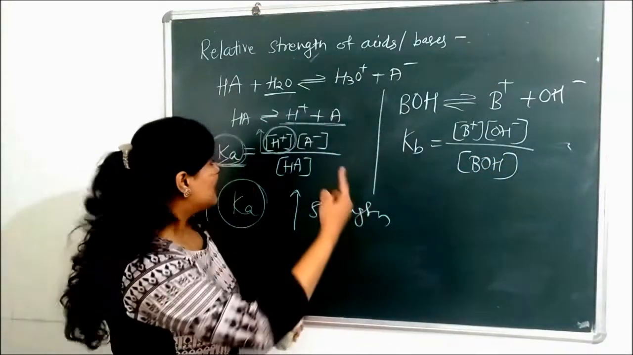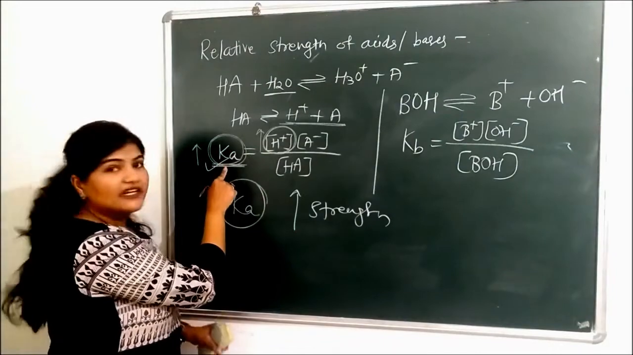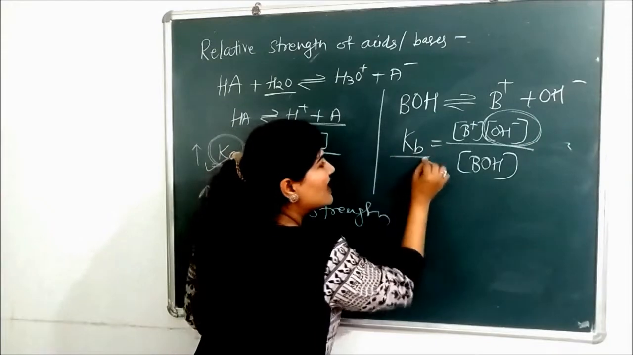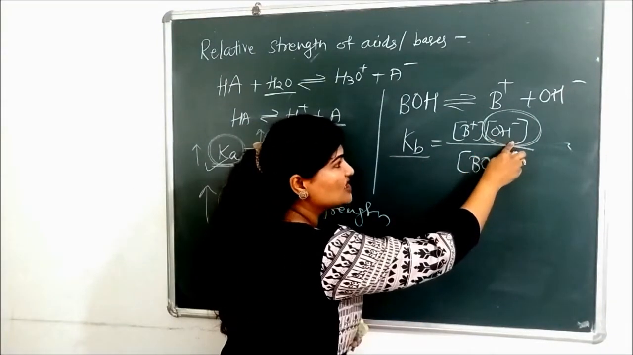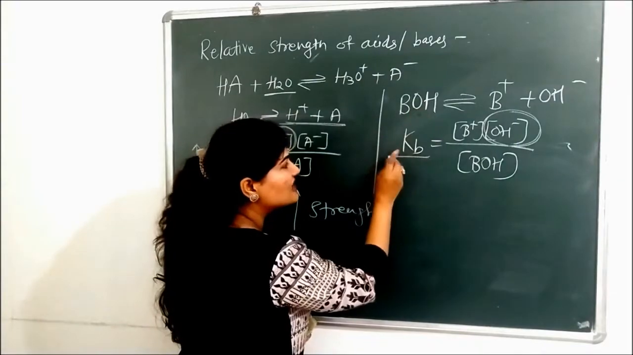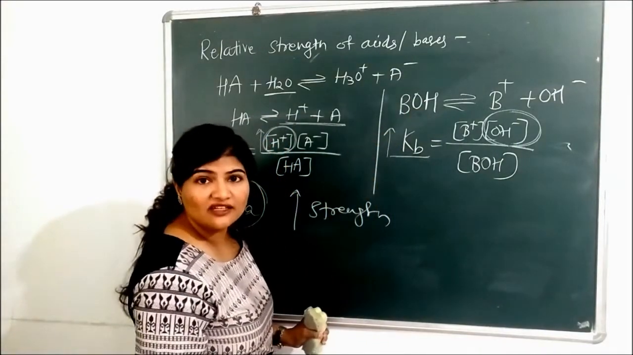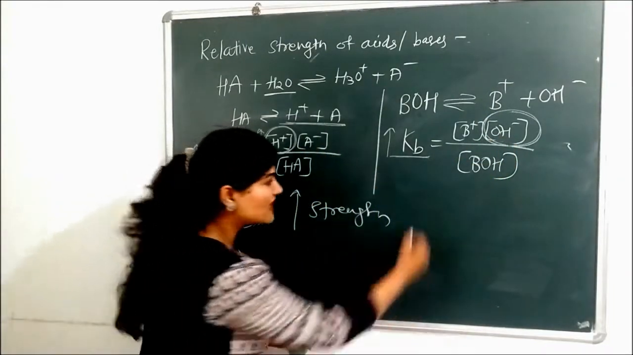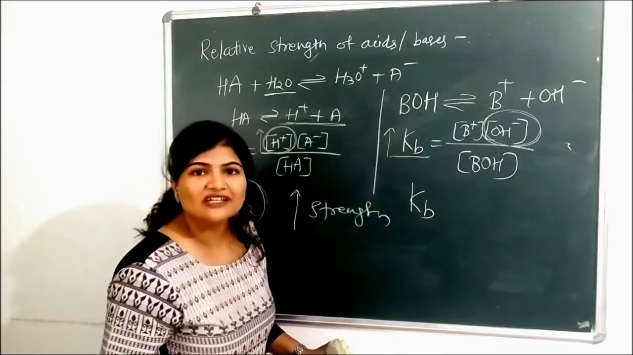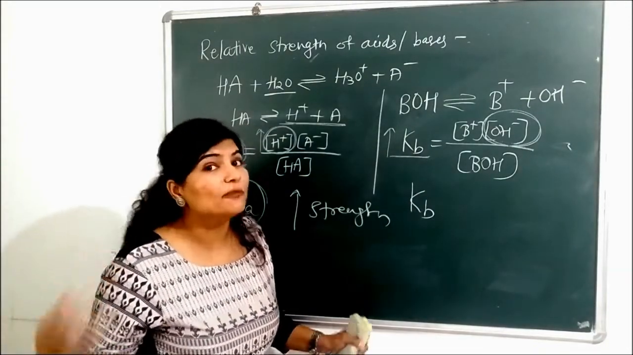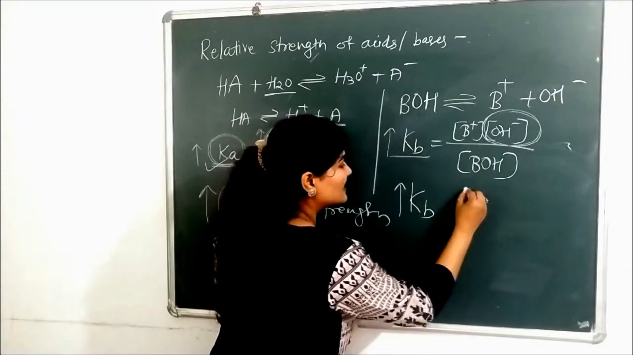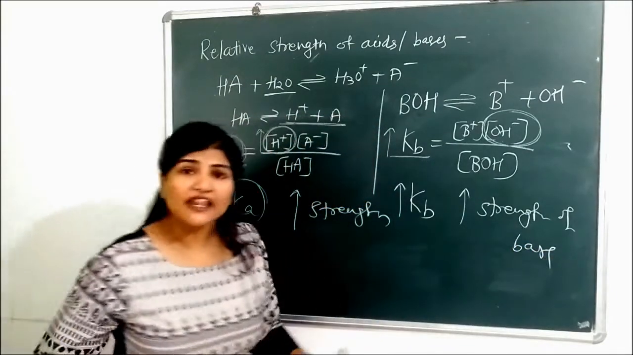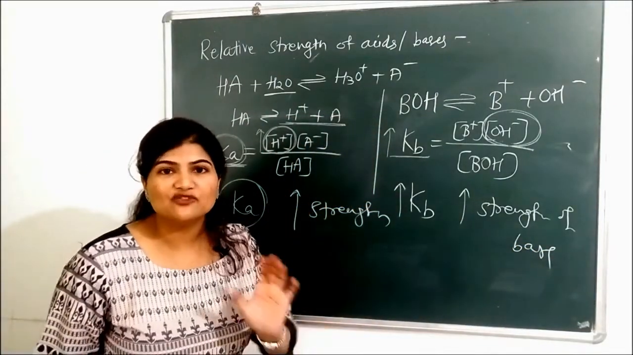Now see here, like the concentration of H plus was related to Ka, here the concentration of OH minus is related to the value Kb. So higher the number of OH minus ions produced by the base, higher will be your Kb value. Lower the concentration of OH minus, lower will be your Kb value. So Kb value is giving you the clear-cut indication of strength of base. Higher the Kb value, greater is the strength of base, and vice versa. This is how you determine the relative strength of acids and bases.